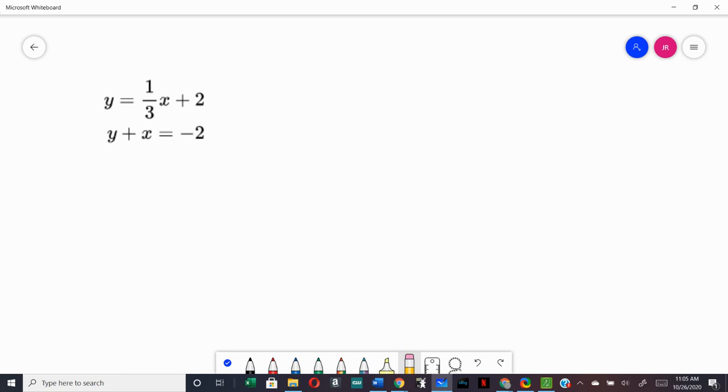So let's get started. First thing I want to do is, if I'm going to use substitution, I need to do something so that I can substitute one equation into another. We've already got y equals 1/3 x plus 2. The other equation, I could just simply take this and substitute it right there. So that's what I'm going to do. I'm just going to take that, put it in right there so that we have our equation already set up. So I'm going to replace y with 1/3 x plus 2.